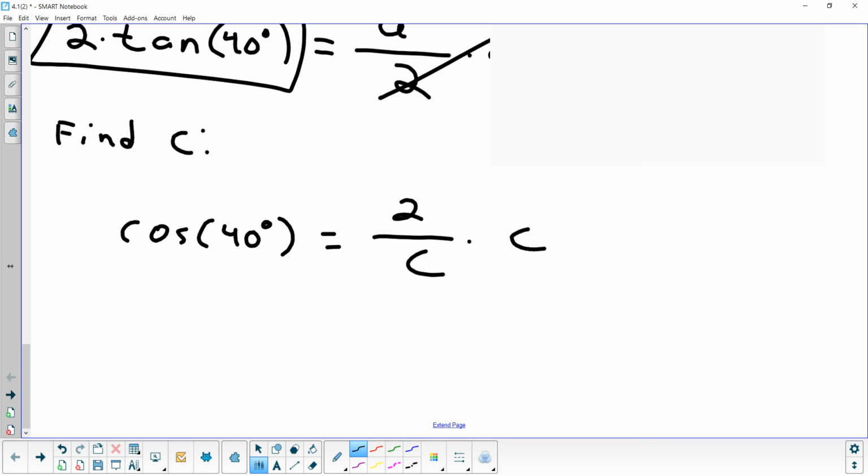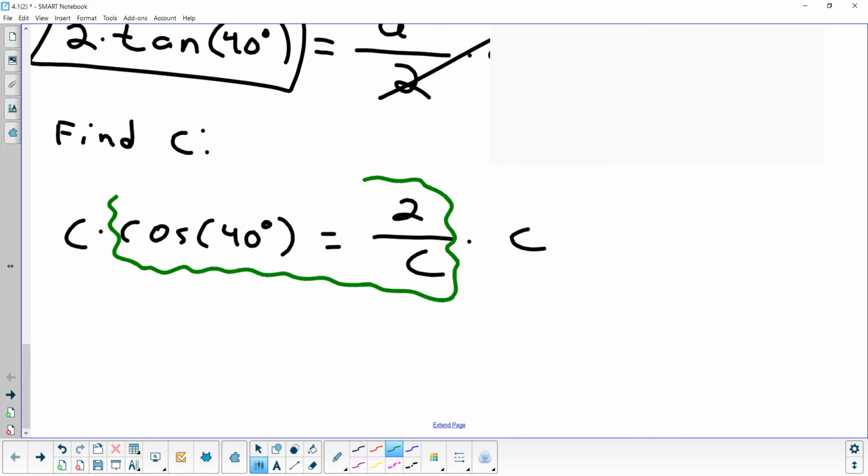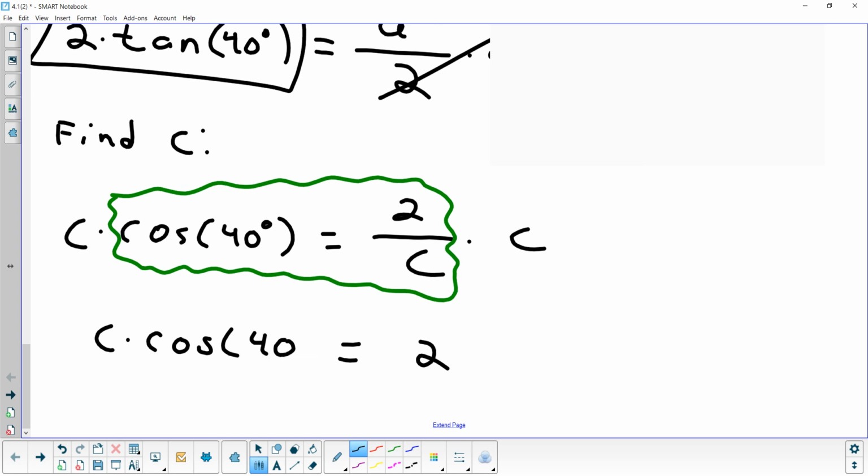C. And just so we can remember what we started with, what's in green was the original problem. So keep that in mind. So times C on the right, that gives me a 2. And on the left, I have C cosine 40. Now, I have C times something. I don't want to have this times cosine 40.